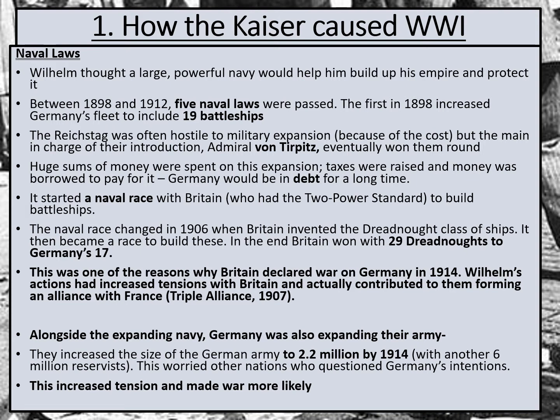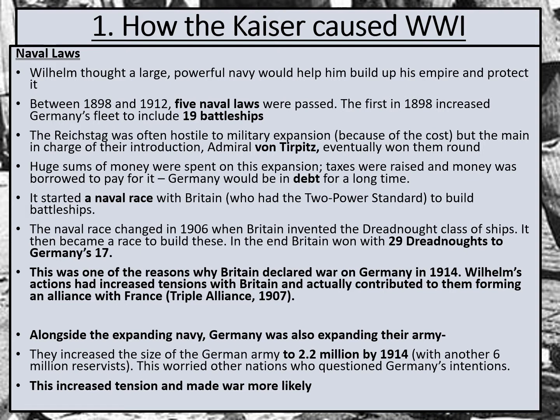Wilhelm's actions had increased tension and contributed to them forming an alliance with France. Britain and France probably wouldn't have had an alliance unless they'd felt this pressure from both Weltpolitik and the Kaiser building up his empire, and also the naval laws. And of course, the alliance with France also includes Russia by 1907, and we have the Triple Entente.